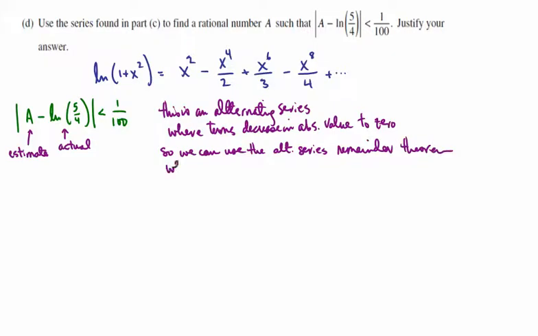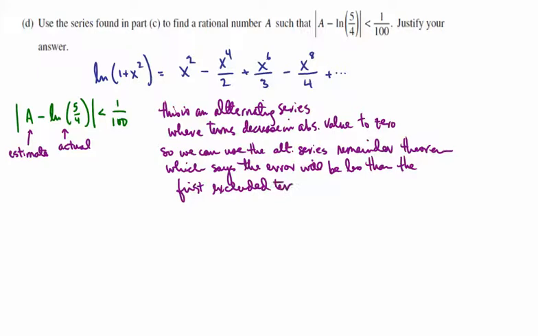All right, so that's what we're going to be working with here. And now, a couple of things that we need to pay attention to here. The function that we have is ln of 1 plus x squared, and the actual value that we're using in the problem is ln of 5/4.